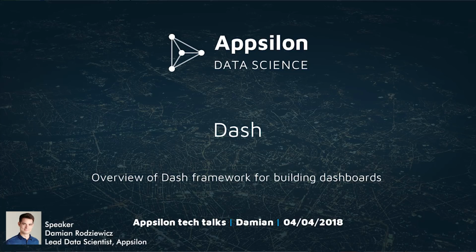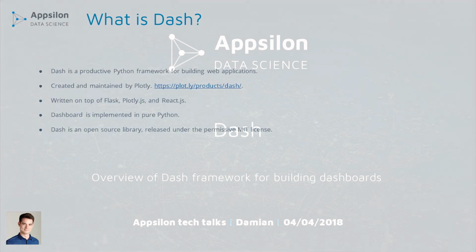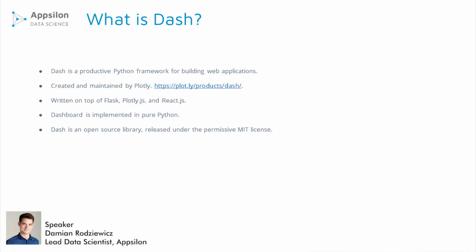So what is Dash? Basically, Dash is a Python framework that lets you build web applications. It is fully maintained and created by Plotly, and it is fully open source. So whenever you are in doubt of how things work, you can visit GitHub and see the Dash implementation to see how things are built. It uses Flask. It is built on top of Plotly.js and React.js.